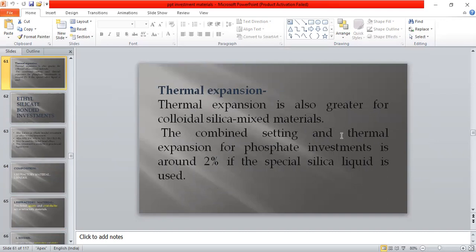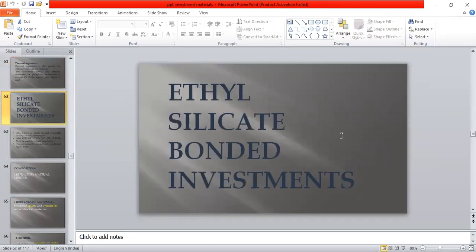Thermal expansion is also greater for colloidal silica mixed material. The combined setting and thermal expansion for phosphate investment is around 2% if the special silica liquid is used. So we discussed the phosphate bonded investment material, and earlier the gypsum bonded investment material. Next comes the ethyl silicate bonded investment material.